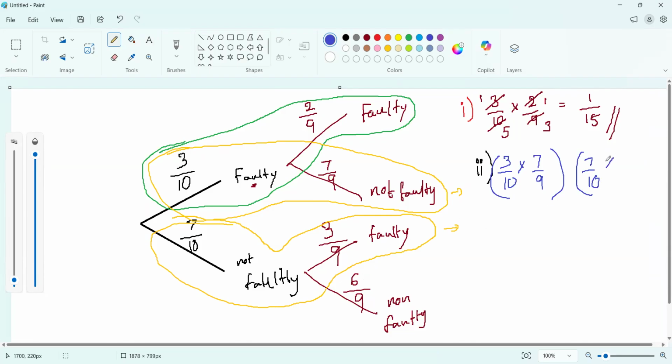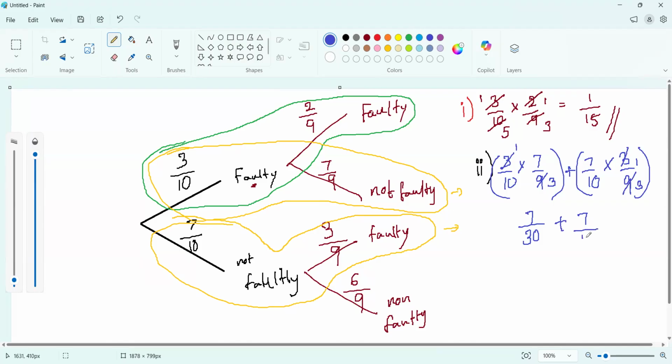7 out of 10 into 3 out of 9. Now add both. When you are adding, you can cancel this one. 3, there are 3. Yes. Now here 30 into 7. Here any cancellation? Yes. There are 1, there are 3. Same.